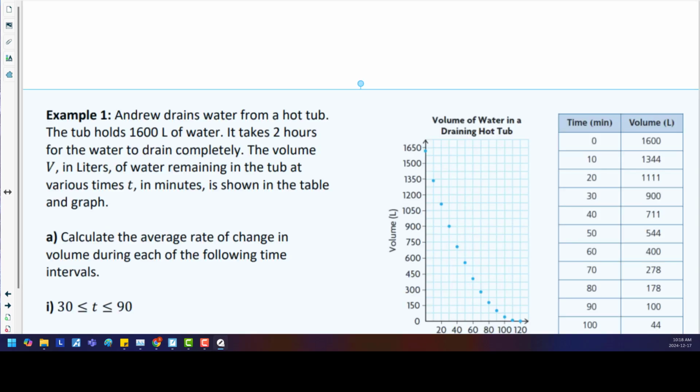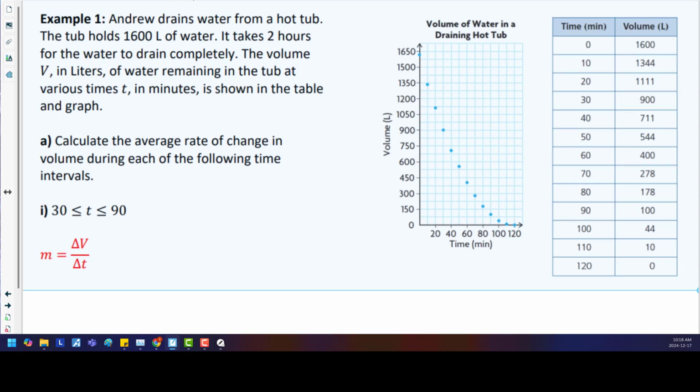So let's do example 1 here. Andrew drains water from a hot tub. The tub holds 1,600 liters of water. It takes 2 hours for the water to drain completely. The volume V in liters of water remaining in the tub at various times t in minutes is shown in the table and graph. So we have a graph here, and a table with all these points. This is clearly not linear, and we're going to ask for the average rate of change between 30 and 90.